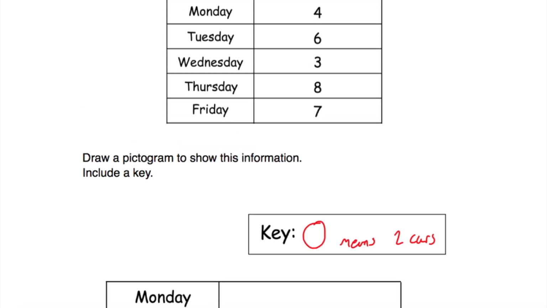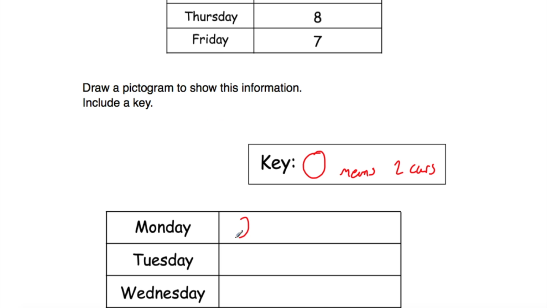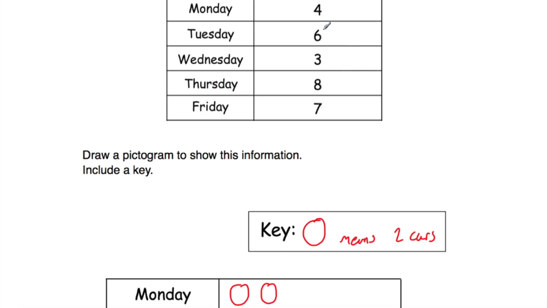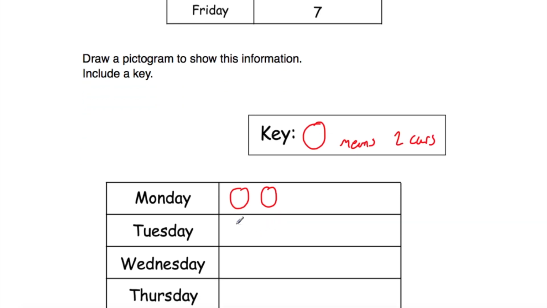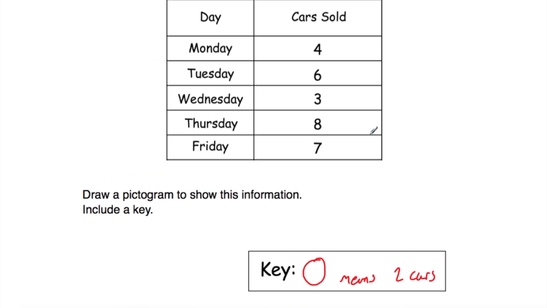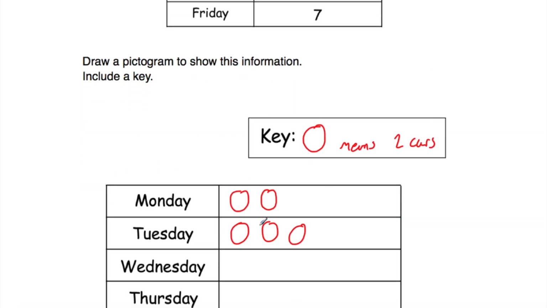For Monday, he sold 4 cars, so that would be 2 circles, because each circle is 2 cars. 2 cars, and another 2 cars, so that's 4 cars altogether. Tuesday is 6 cars, so each circle is 2 cars, that'll be 3 circles: 2, 4, 6 cars. Wednesday is 3 cars, so that's 1.5 circles, because 1 circle is 2 cars. We need another 1 car, so that's half a circle, a little semicircle like that. So that's 3 cars for Wednesday.